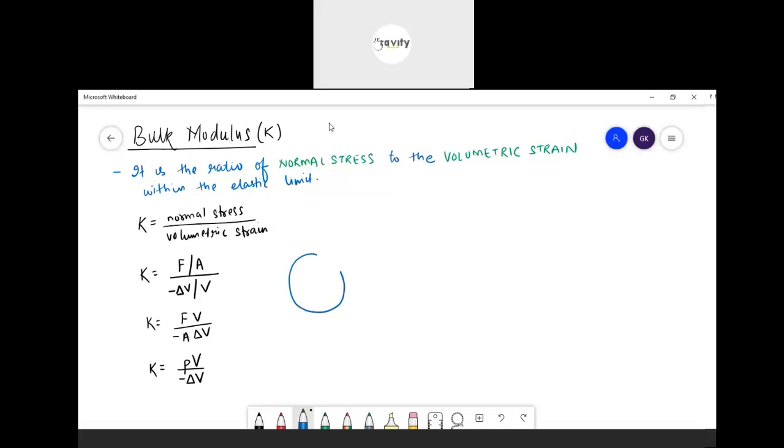We can consider that we have a spherical solid body which already has a volume V, and we apply some external force over it, and we have compressed this body by delta V volume. So the volume remaining with us is V minus delta V. For such kind of compression, we have this bulk modulus expression.